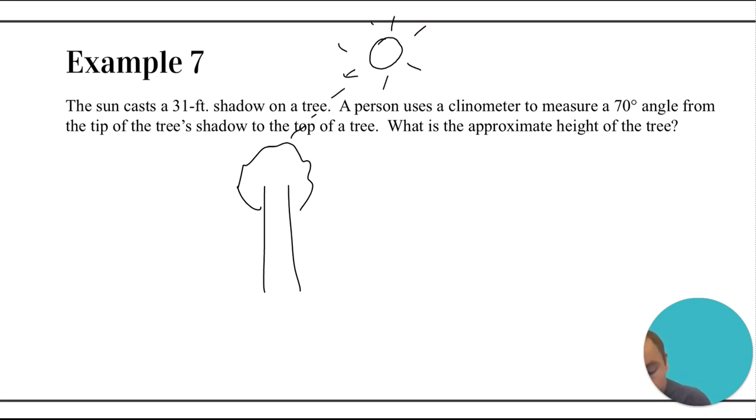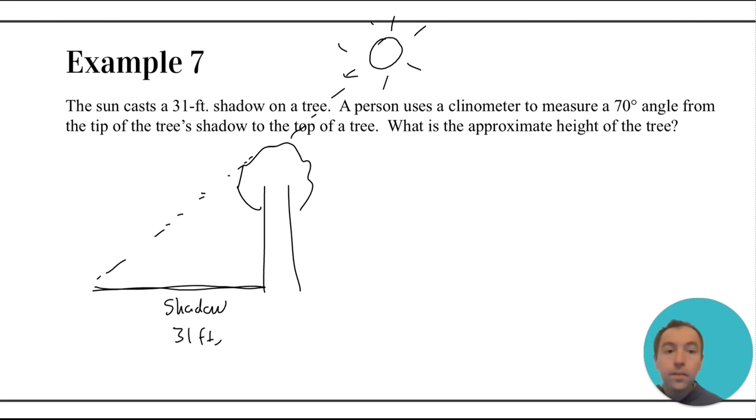And so when the sun comes and hits the tree, of course, it's going to be able to cast a shadow, right? So right here is going to be the shadow of the tree. And that would be something that we could actually measure, right? Because it's on the ground and humans can easily measure things that are on the ground. So this is going to be a 31-foot long shadow.